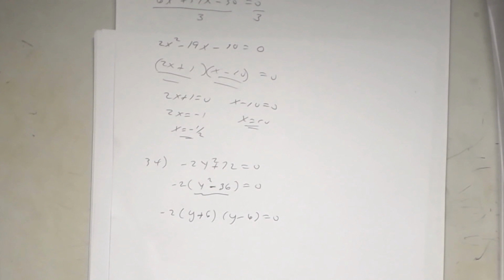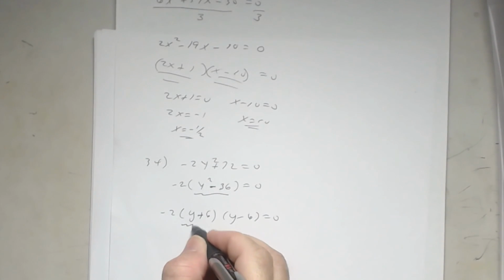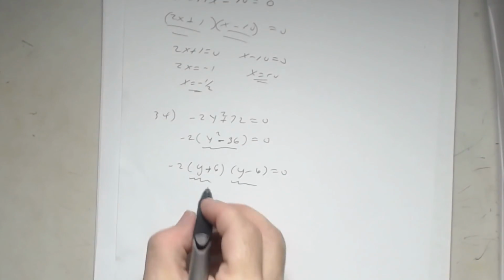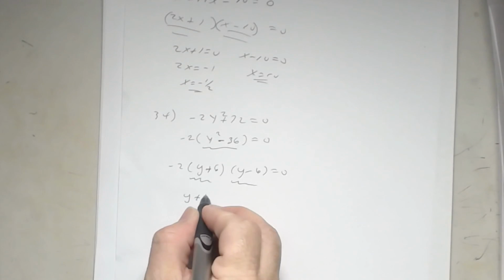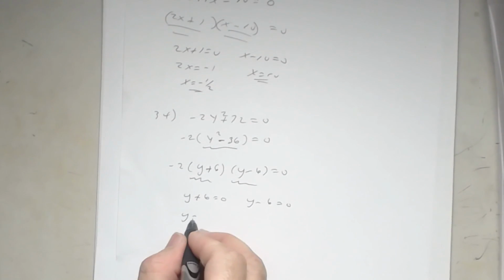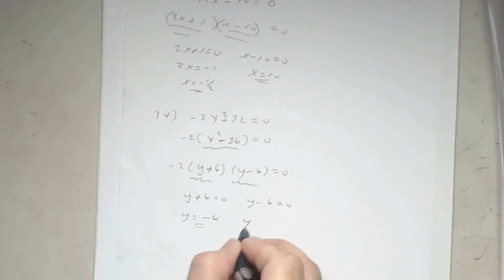No. So I'm going to isolate the two factors that will help me: y plus 6 and y minus 6. And what do I do to those two factors? Set them equal to 0. So what's y over here? Negative 6. What's y over here? 6. Those are your two solutions.